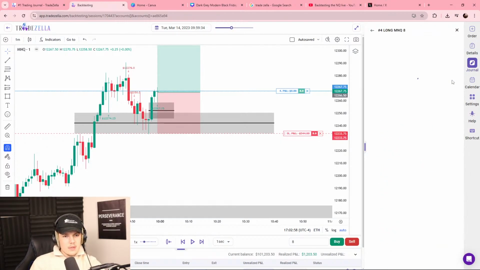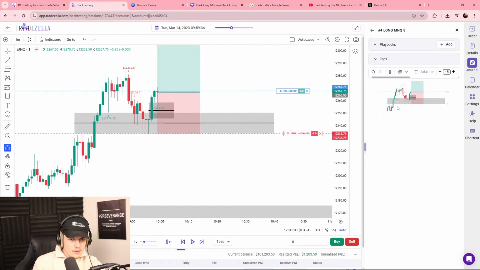Get into a new one. Taking a new long again, this time after we traded to a M5 fair value gap and broke structure back up.